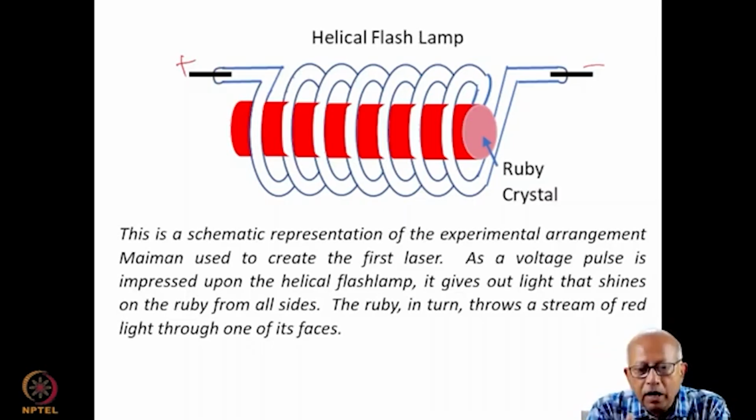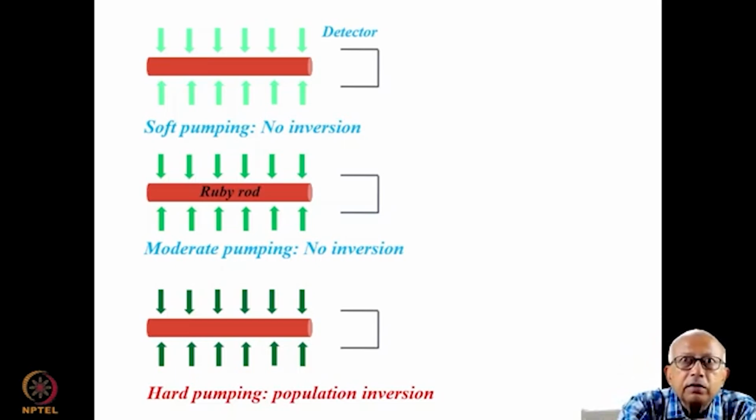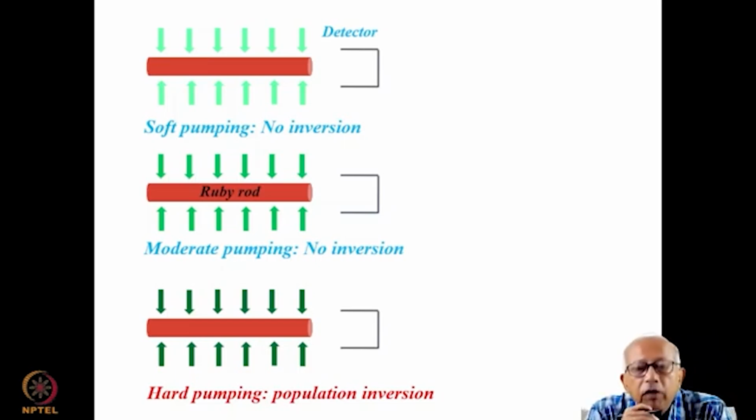And therefore the atoms come down to the ground state and emit the excitation energy spontaneously as photons, and this spontaneous emission basically forms the emission of this flash lamp. The geometry is such that this light shines on the ruby rod from all sides. Now, the molecules in the ruby rod will be excited by these photons emitted by the flash lamp.